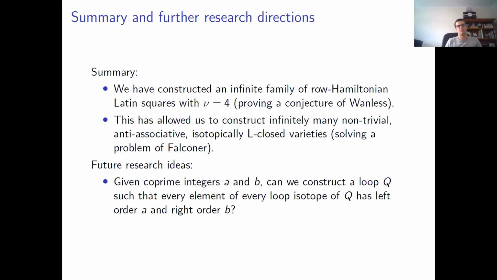And then Falconer's problem suggests a direction for future research. To solve that problem, we constructed a loop Q such that every element of every loop isotope of Q had left order N and right order M, where N and M were coprime. And so that suggests considering the following problem: given any coprime integers A and B, can we construct a loop such that every element of every loop isotope has left order A and right order B?